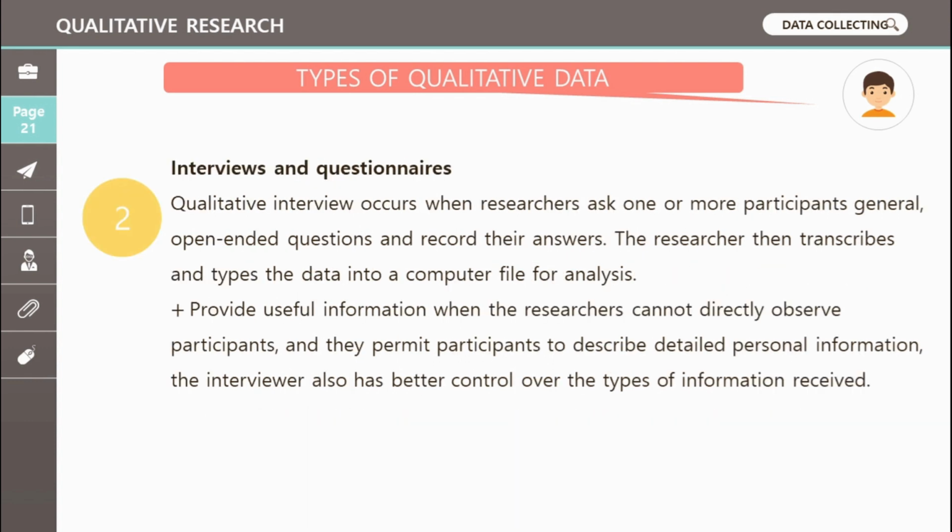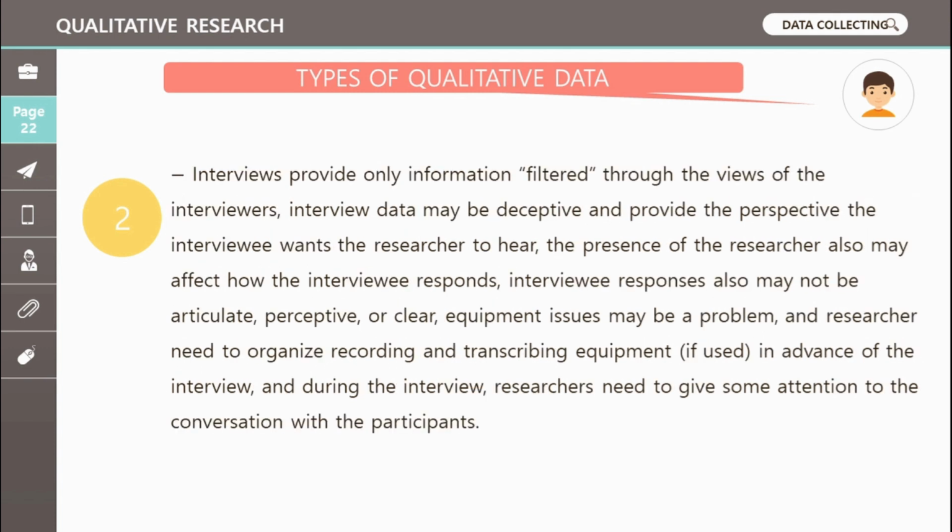The second type is interviews and questionnaires. Qualitative research occurs when researchers ask one or more participants general, open-ended questions and record their answers. The researchers then transcribe and type the data into computer files for analysis. The advantage of interviews and questionnaires is that they provide useful information when the researchers cannot directly observe participants, and they permit participants to describe detailed personal information. The interviewer also has better control over the types of information received.